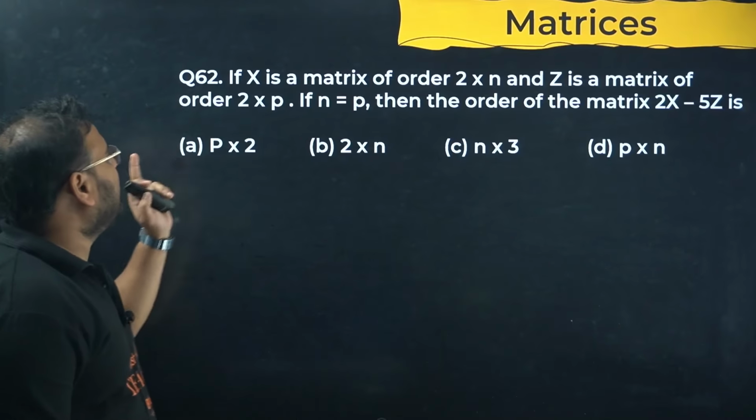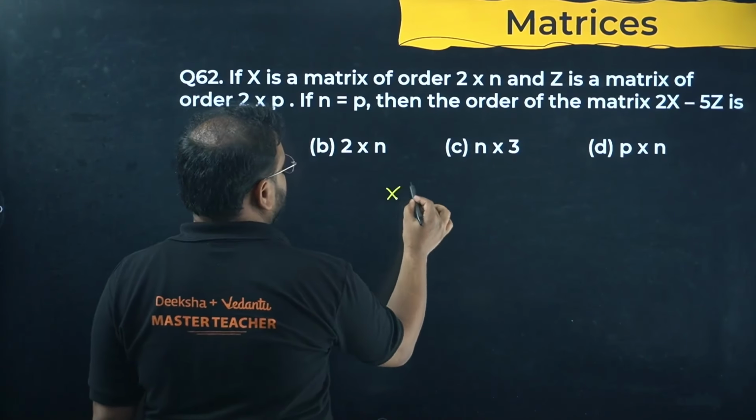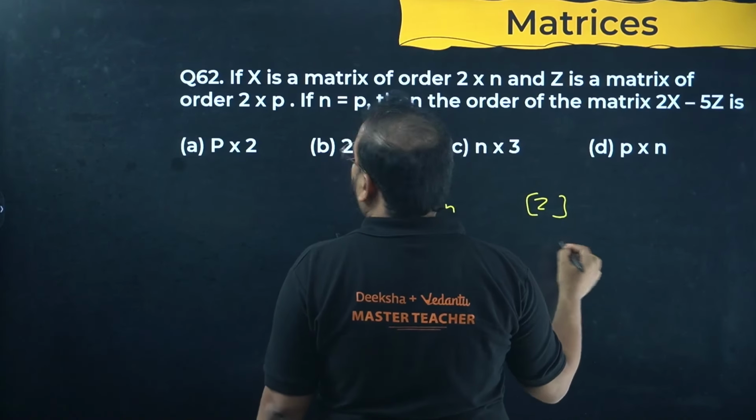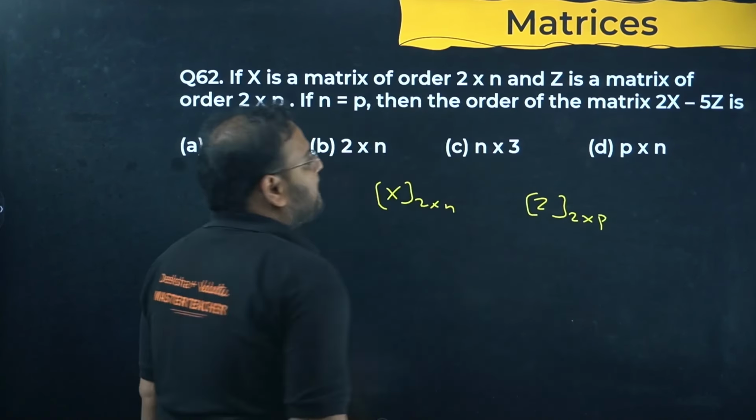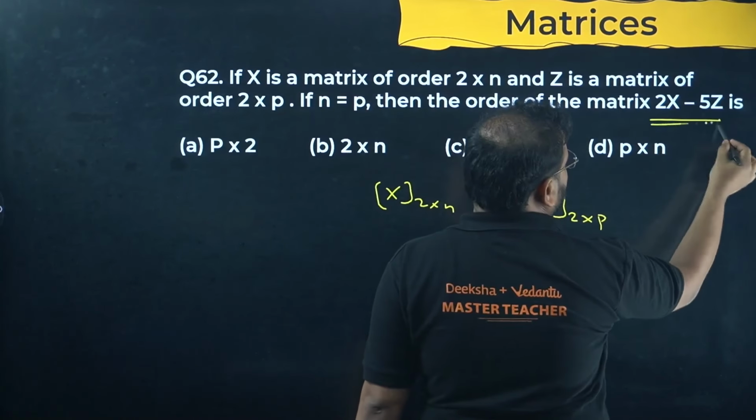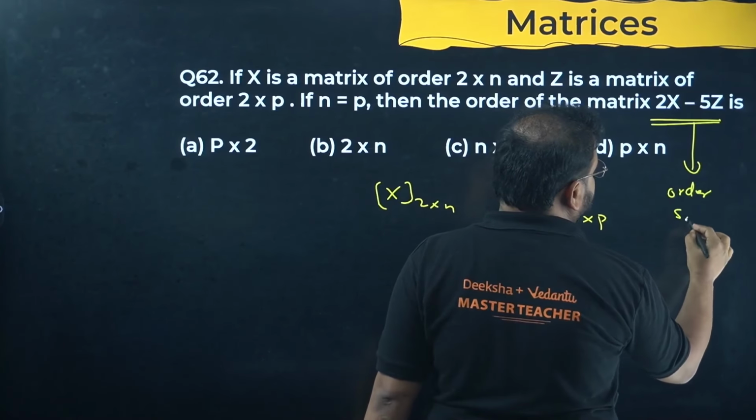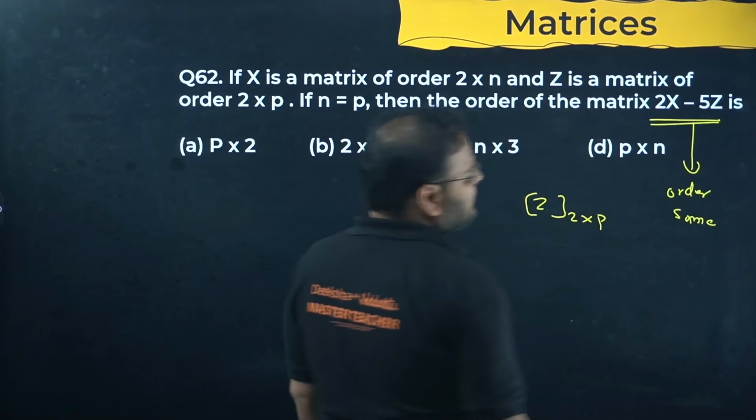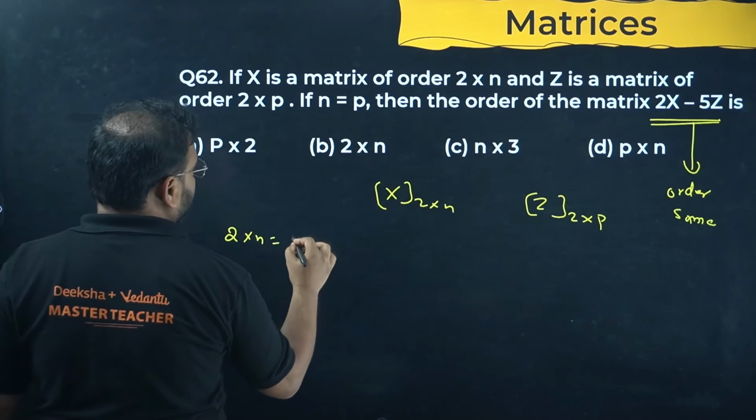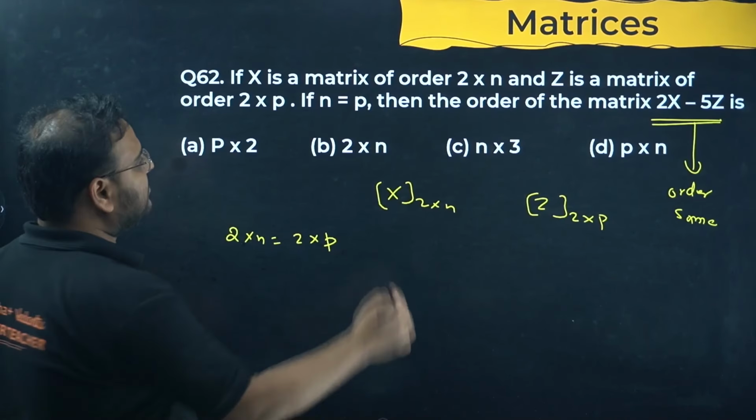Next, matrices. X is a matrix of order 2 cross n, and Z is also of order 2 cross p. To add or subtract matrices, the order has to be the same. Only then can you add and subtract matrices, right? It means 2 cross n is equal to 2 cross p, and this should even be the resulting matrix order.